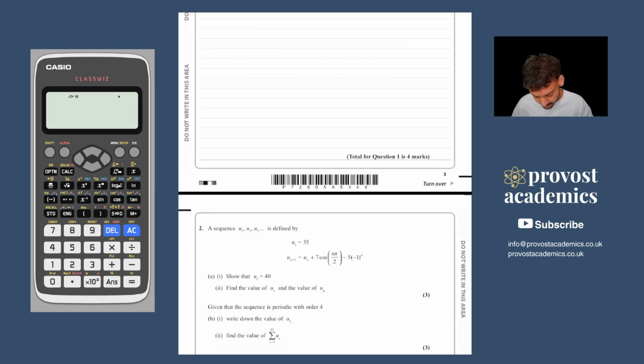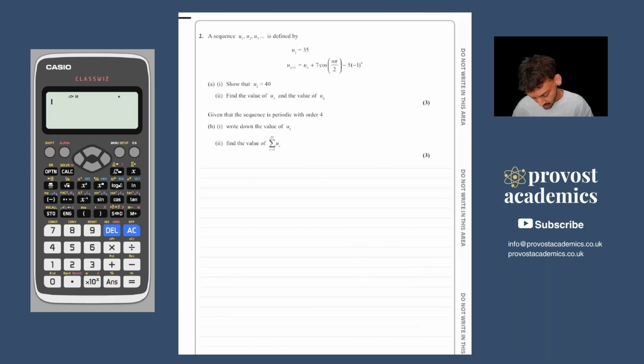Nice, let's move on. Next question. We've been given a sequence and the function for it, and we're asked to find u2. Here we'll just substitute u1 into the equation and it will give us the value of u2, and hopefully that'll be 40. So let's see.